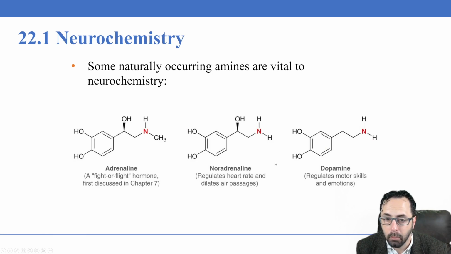Some other important naturally occurring amines: adrenaline, see that "ene" at the end indicating the presence of an amine. So this is adrenaline, noradrenaline, which regulates heart rate and dilates air passages, and dopamine, a neurotransmitter that regulates motor skills. And of course, a lack of dopamine in the brain is the cause of Parkinson's disease.